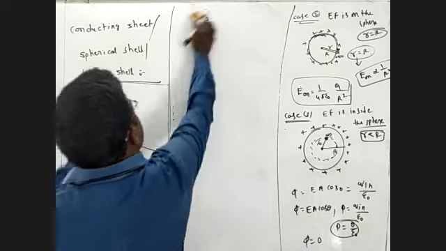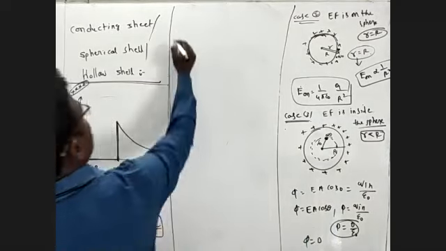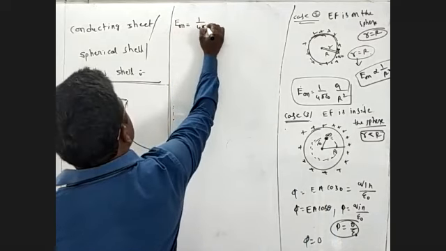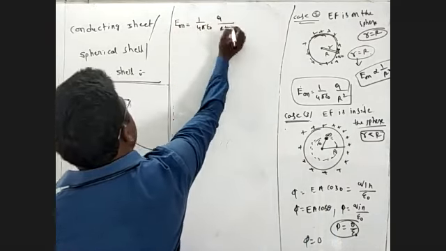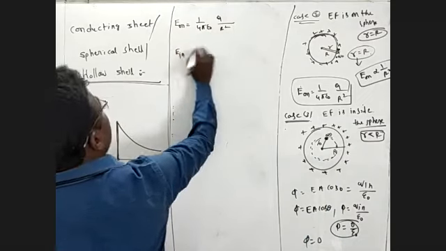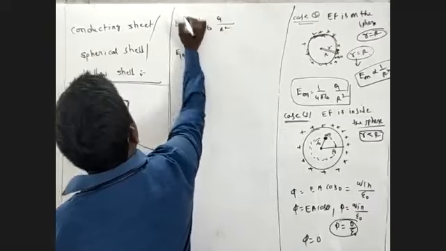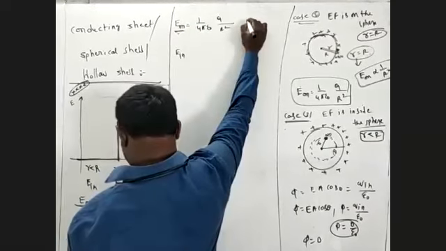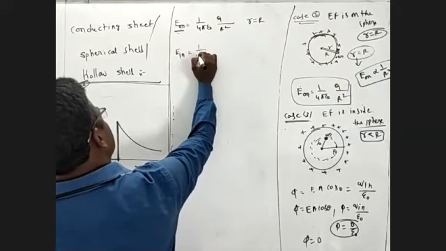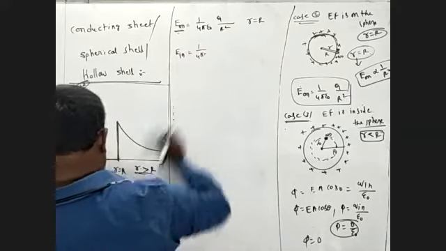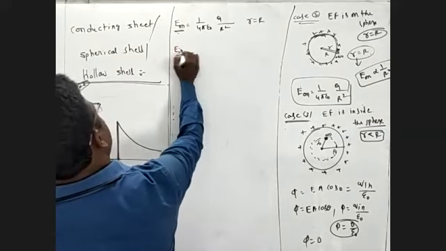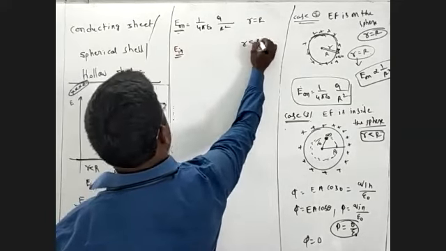R is equal to infinity. So what we are going to explain: E on is equal to 1 by 4 pi epsilon naught Q by R square. Next, the E in condition. This is E on, R less than capital R. E in is equal to 1 by 4 pi epsilon naught E inside. E inside means E in means small r less than capital R.